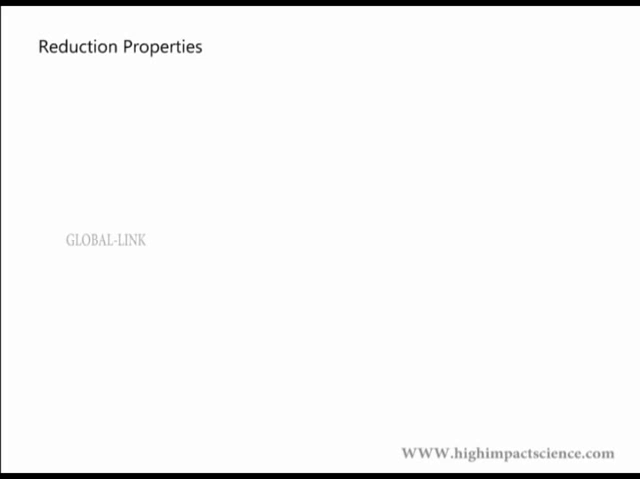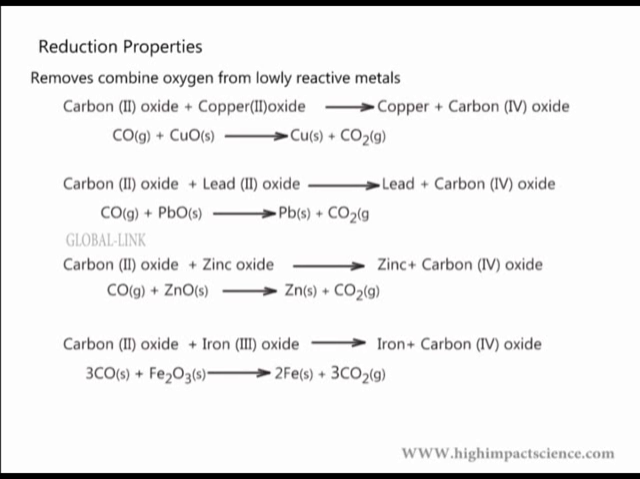Carbon 2 oxide readily removes combined oxygen from metals low in the reactivity series such as copper, lead, and iron. In turn, it is oxidized to carbon 4 oxide. The reducing property of carbon 2 oxide makes the gas useful in extraction of some metals from their oxides.